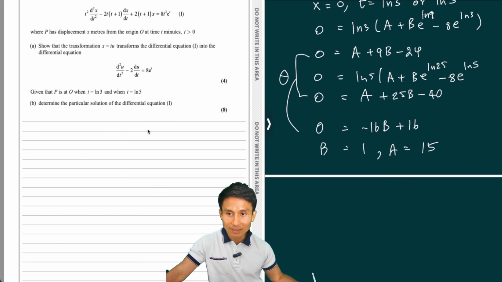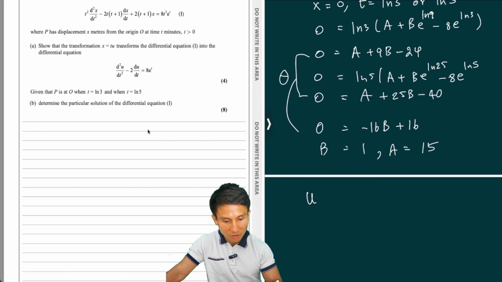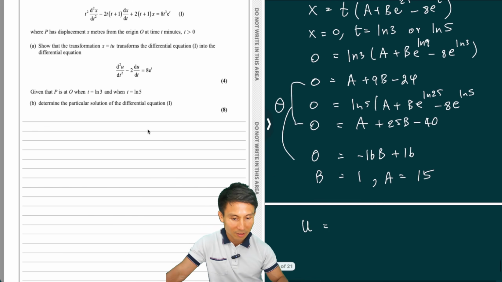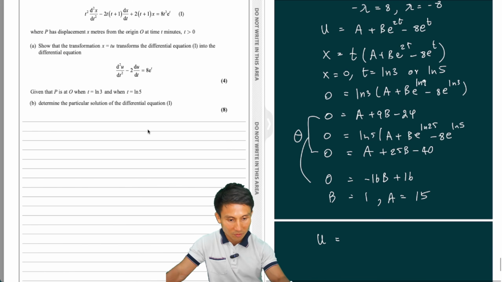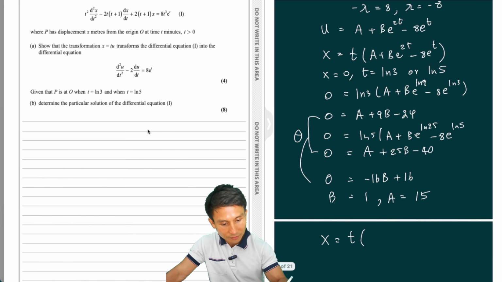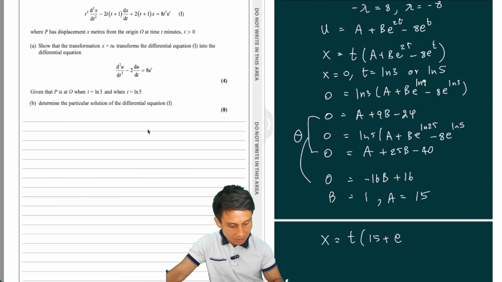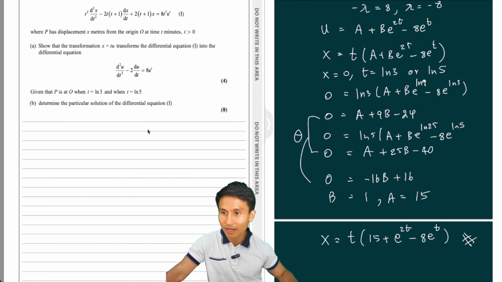That means the particular solution u is going to be, because we want to solve for x in terms of t anyway, x equals t times, looking at this one here, a is 15 plus b is 1, so that's e to the 2t minus 8 e to the t. So that will be the answer there.